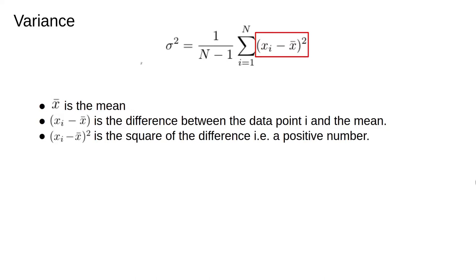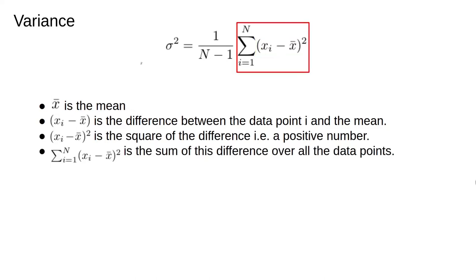Variance is only concerned with distance. It doesn't account for if the observation is on the left or on the right of the mean. Finally, we sum the squared difference over all the data points. We then divide by n minus 1. Forgetting about the minus 1 for a minute, this formula is like an average. We calculate the average squared distance of a data point from the mean.